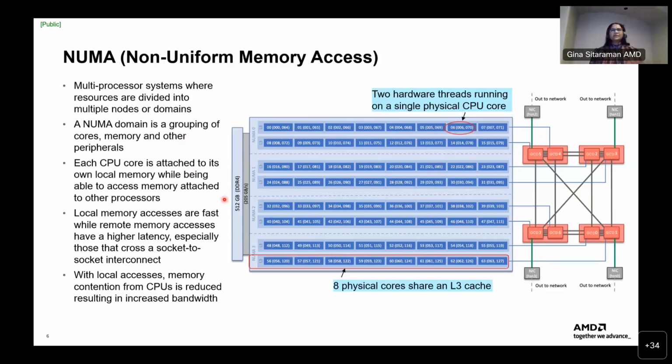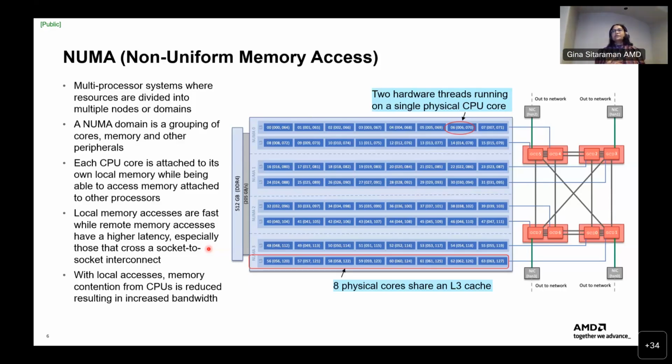What happens with this setup is that if cores access memory that is local to them, those accesses are fast. Whereas if we were to access data in other NUMA regions, then those accesses will be slower. They have a higher latency. Here we have only one socket, but if we have a system with multiple sockets, then reaching memory that is closer to another socket takes even longer because you have to cross the socket to socket interface.